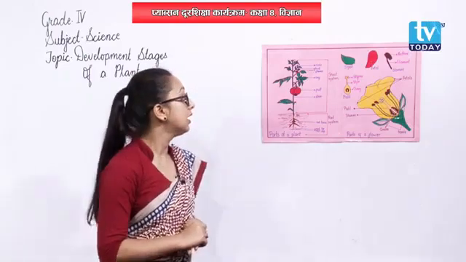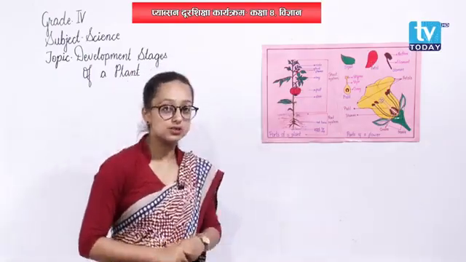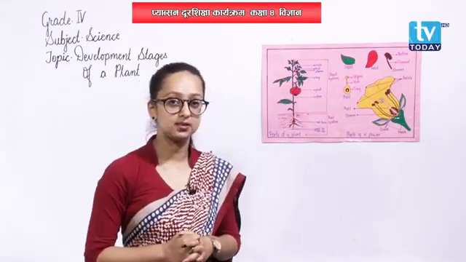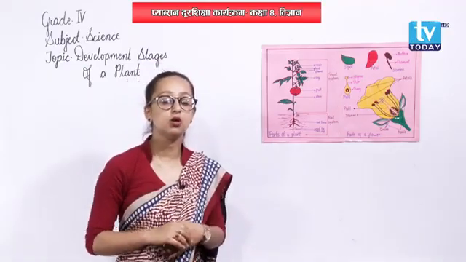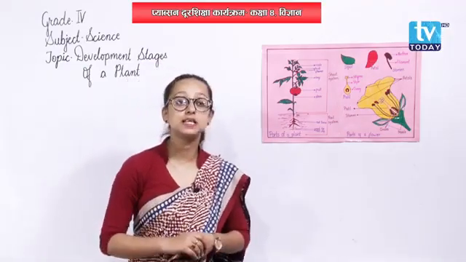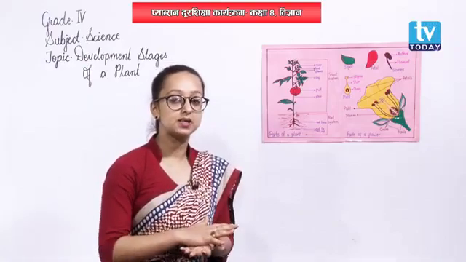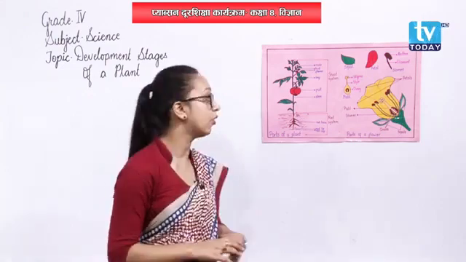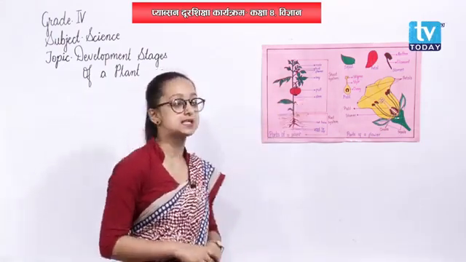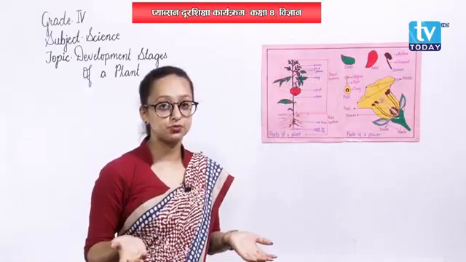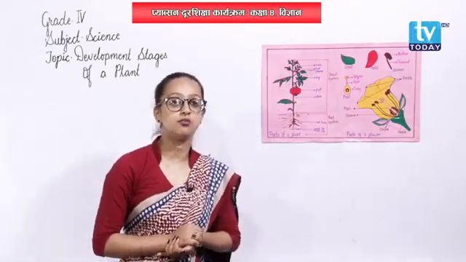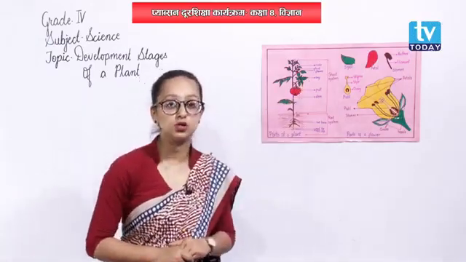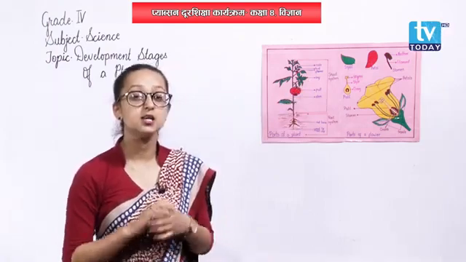The function of leaves is that they help to prepare food for the whole plant. As they prepare food for all the parts of a plant, they are also known as the kitchen of a plant. Kitchen means the place where we cook and prepare food, isn't it? So in a plant body also, since the leaf is the part that prepares food, it is known as the kitchen of a plant. And leaves have small pores on their surface.